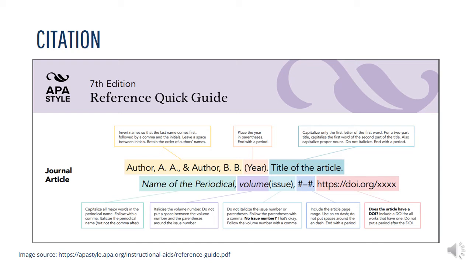Then you have the volume number, which is also italicized. The issue number is in parentheses. Then you have the page numbers, and then finally a link to the article's DOI.